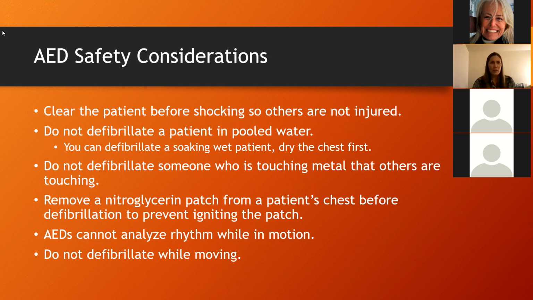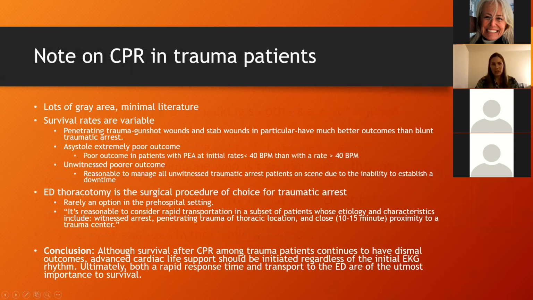I tried to find some information on CPR specific in chest trauma patients. There's lots of gray areas out there and there's really minimal literature on it. What it comes down to is that survival rates are variable, but with chest trauma patients, it is fairly low. But there's still a percentage of these patients that do get resuscitated. Penetrating trauma, gunshot wounds, stabs, things like that, actually have a better outcome than blunt trauma. Asystole has an extremely poor outcome, especially if they have an initial rate less than 40. They do better if their rate's over 40. This is hard. You're not going to see these rhythms.